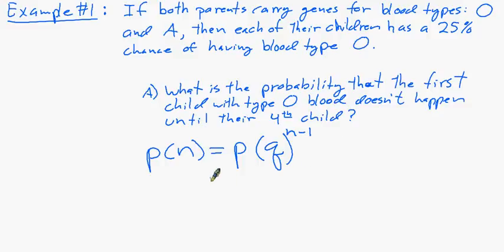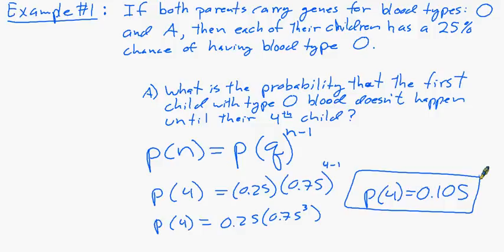So if I were to use this formula to solve this particular question, it would look like this. I plug in my probability of success, my probability of failure. We were asked, what's the probability of the first success not happening until the fourth trial? Plug in 4 for N. And it turns out it's about 10.5% that it isn't until the fourth child that they get type O blood. Because it's more probable that it would have happened earlier.